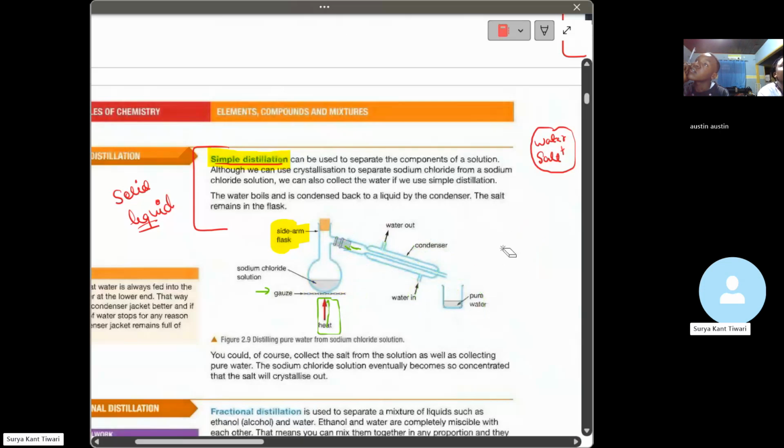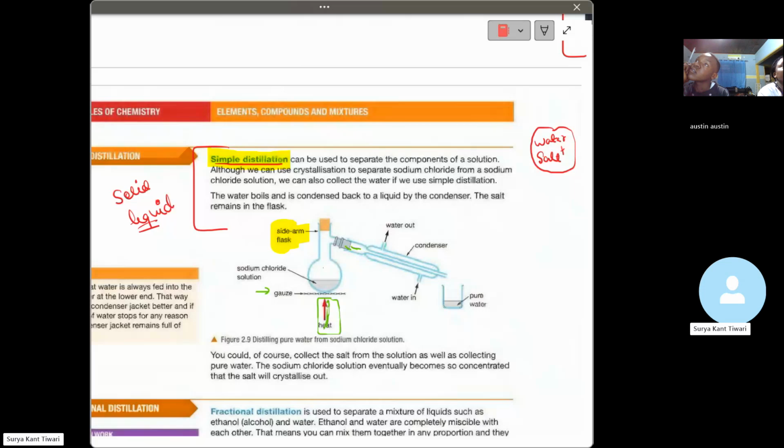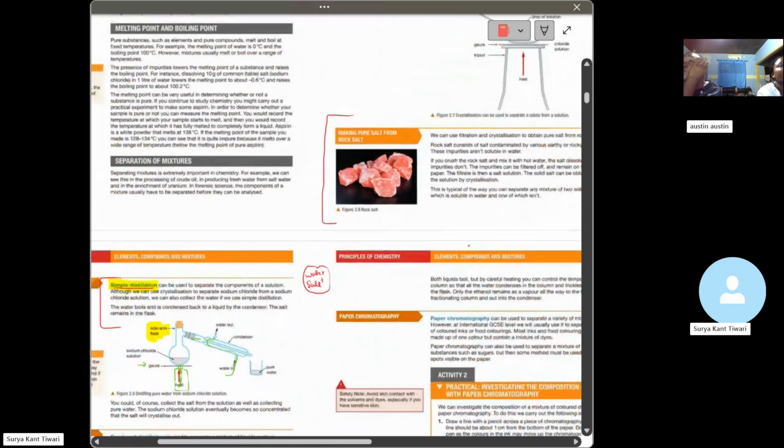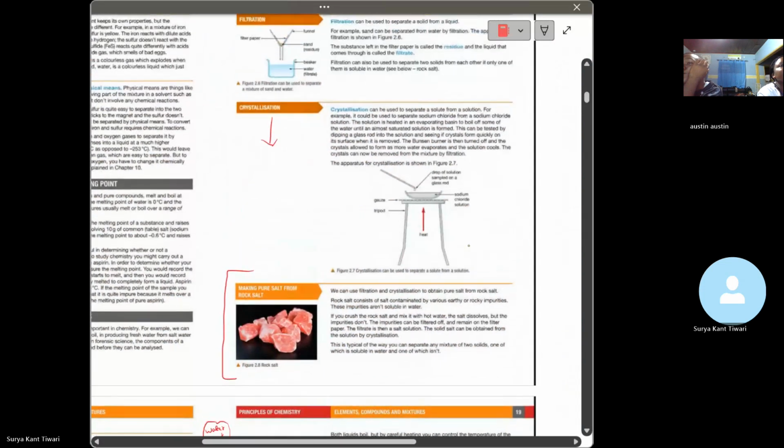What are the two things? One, you are giving heat from here, and second, to the steam, the water vapor, you are giving cold water from here. Okay, got it? This is called simple distillation.